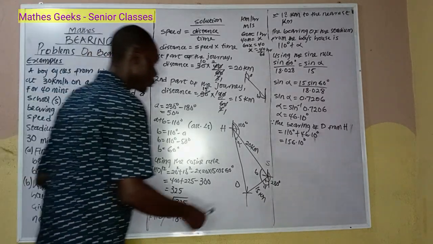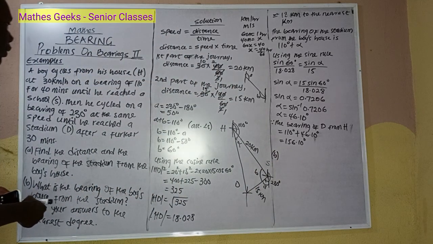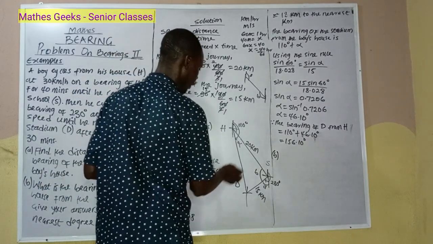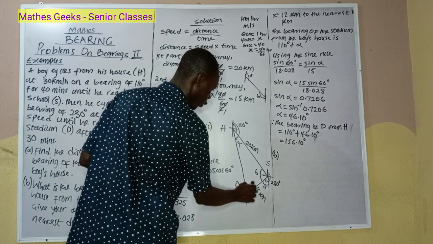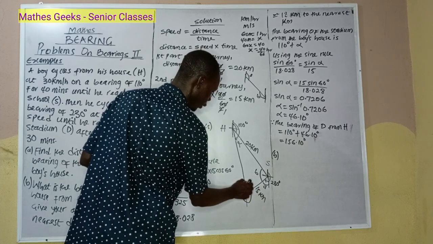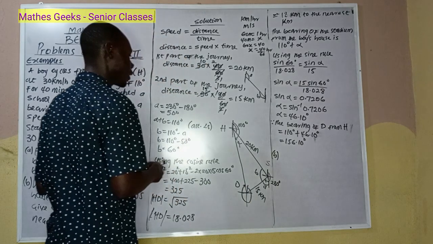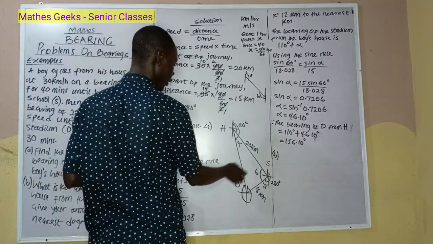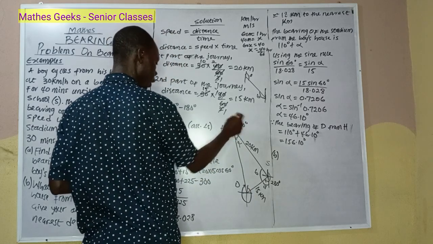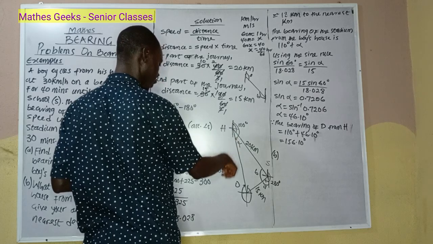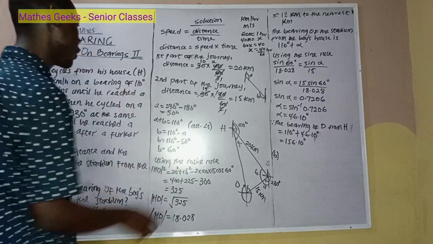B says, what is the bearing of the boys' house from the stadium? This time around, we're going to take our bearing from the north to this line connecting the boys' house and stadium. So this is a back bearing or reverse bearing. First, the bearing of D from the boys' house means our bearing was taken from H. Now the question says we should get the bearing of H from D. So that's like a back bearing or reverse bearing.